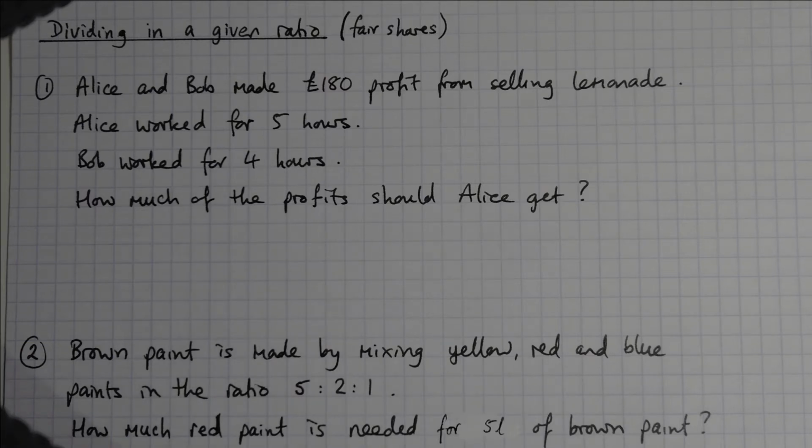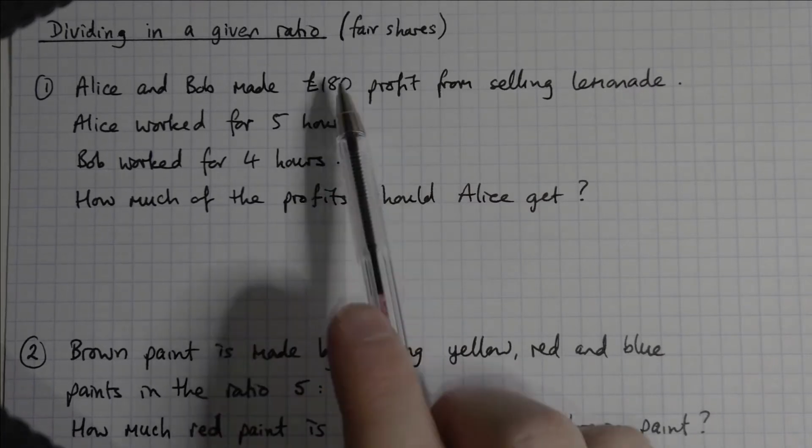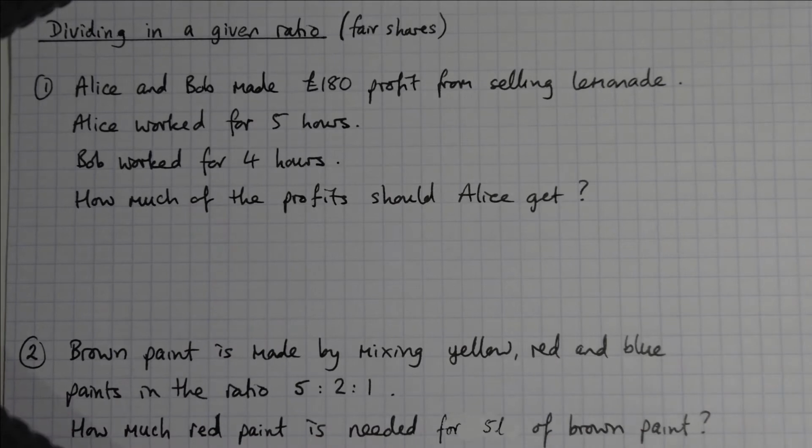So in this first question, Alice and Bob have worked together selling lemonade, and they've done quite well. They've raised £180 of clear profit, which is great. But they didn't work for the same amount of time. Alice worked for a bit longer than Bob. Now we could say, well, there's two of them. They work together. They should get £90 each. That might be a fair way of doing it.